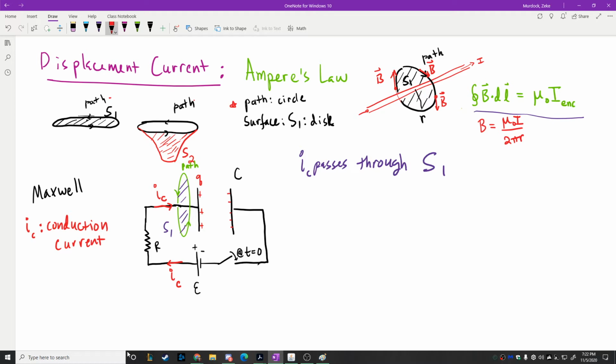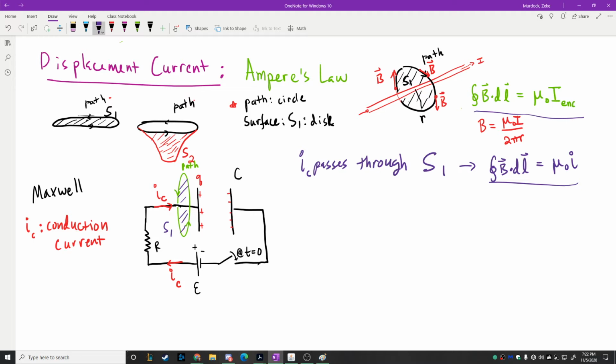So I sub c passes through S1, and as a result of that, we would say that the integral of B dot dl would be equal to mu naught multiplied by whatever that current is. And we have no problems. There would definitely be a magnetic field produced there. The magnetic field that's produced would point in the same direction as the path. No problem at all. That's what Ampere's law would say.